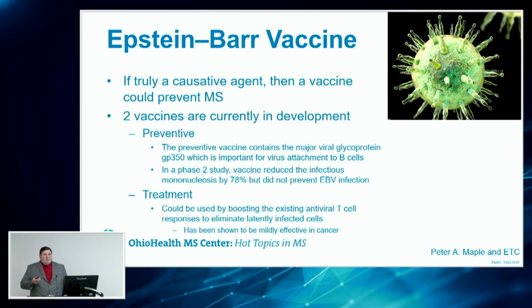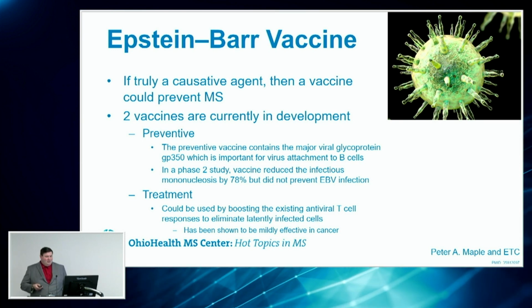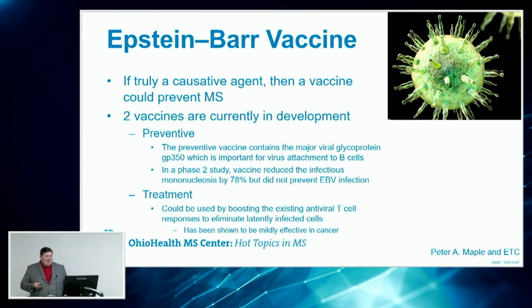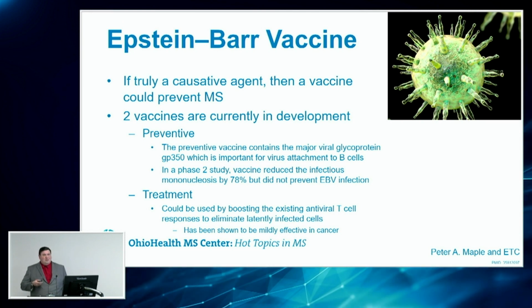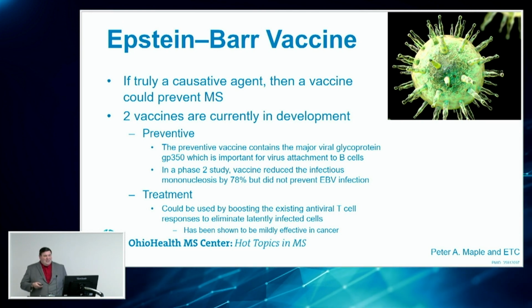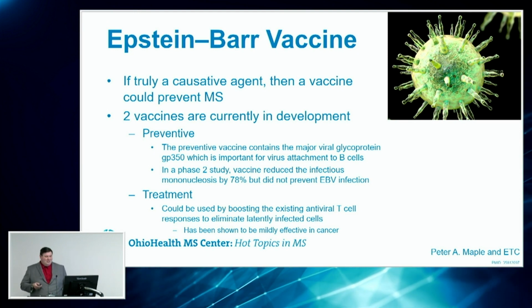So there's a few different vaccines in development. There's one that's currently being worked on that goes after the protein that's responsible for its ability to attach to your B cells. It did show a reduction in mononucleosis, but it didn't prevent infections.